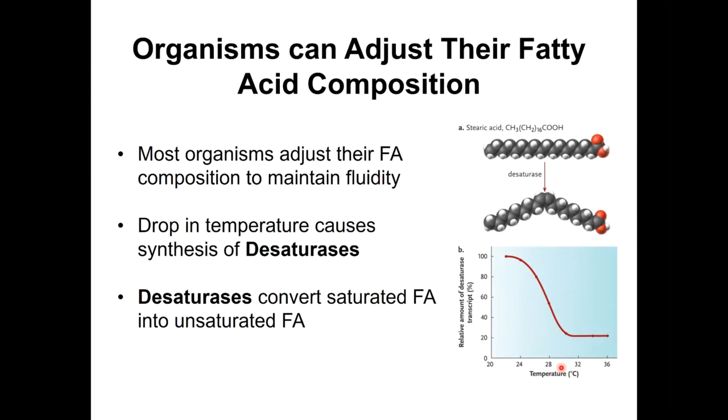Now, when the temperature goes up again, these enzymes are not expressed anymore. You can go back to the original percentage, if you want, of unsaturated fatty acid that you had at higher temperatures. So by doing that, the fluidity of the cell membrane can be kept pretty constant at different ranges of temperatures.